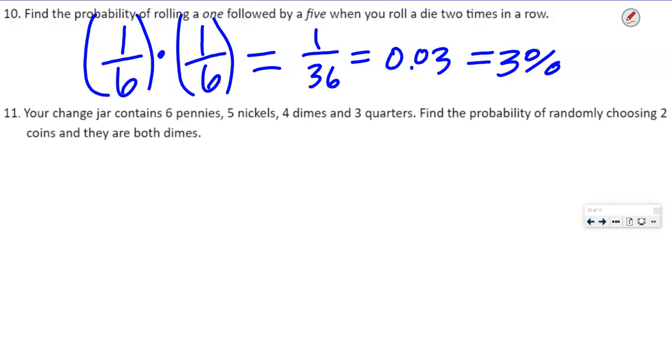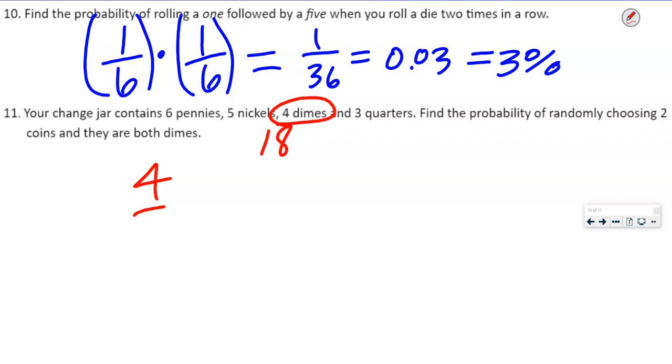All right, your change jar contains 6 pennies, 5 nickels, 4 dimes, 3 quarters. Add up all those numbers and you get 18, right? Find the probability of randomly choosing 2 coins and they are both dimes, okay? Doesn't say you put anything back, right? So that means how many dimes do we have? 4.